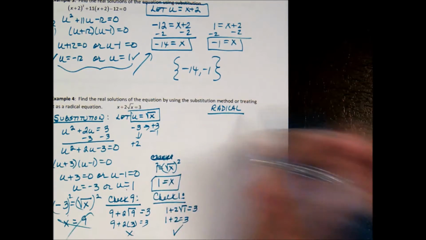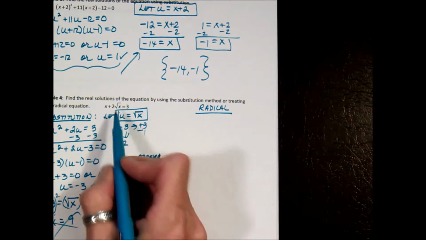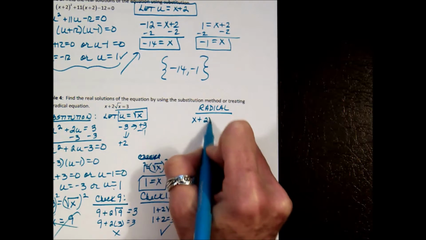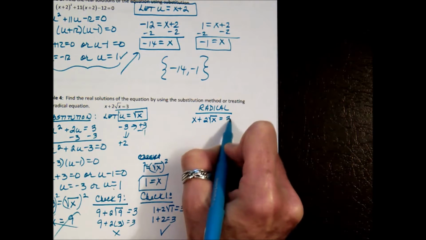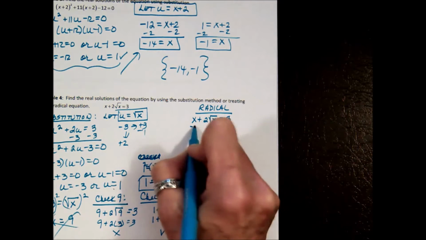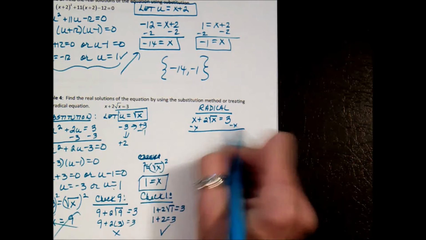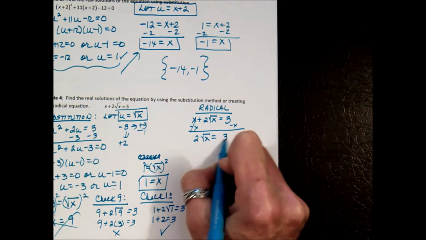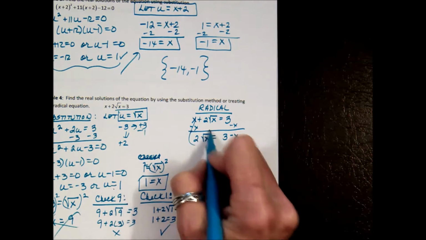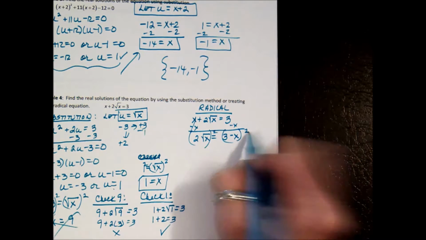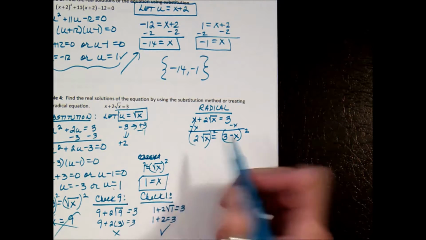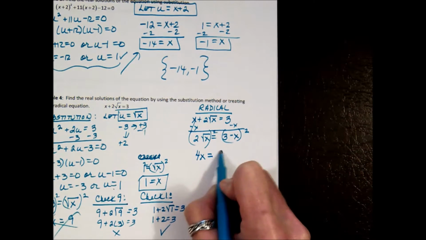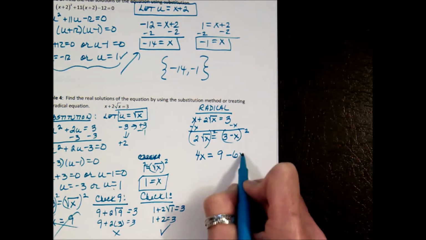And with a radical equation, we have to isolate the radical. So let's write this. X plus 2 square roots of x equals 3. I need to isolate this, so I'm going to subtract an x. That gives me 2 square roots of x equals 3 minus x. Now I'm going to square both sides. Don't forget to square that 2. That gives me 4x equals, FOIL this out, 9 minus 6x plus x squared.